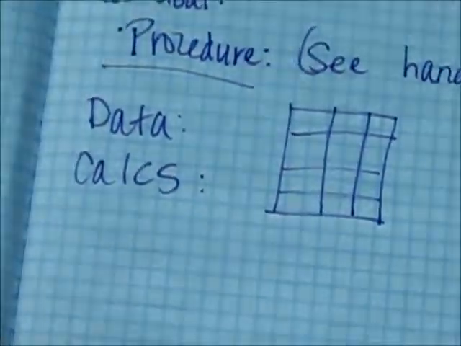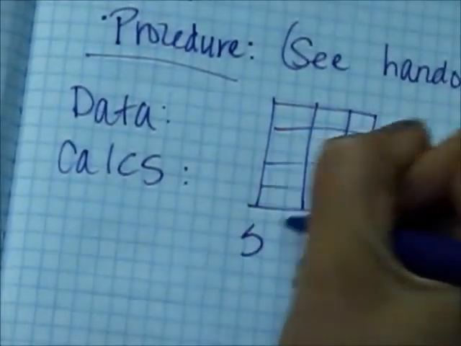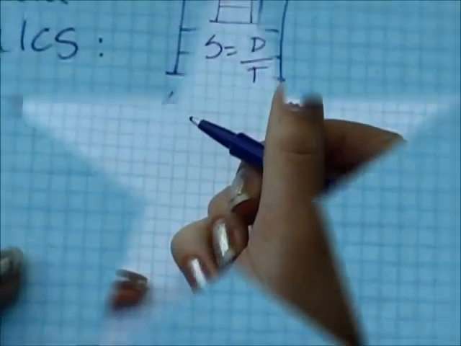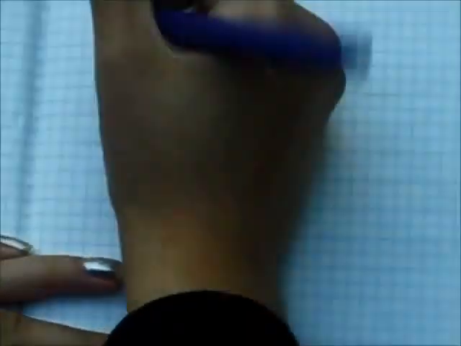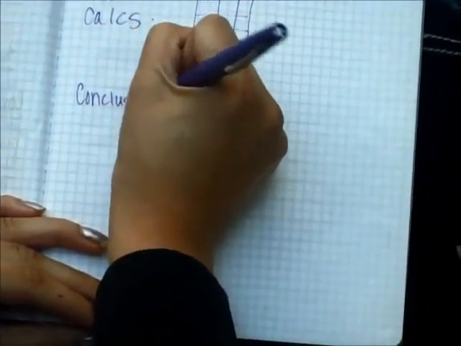So for calculations, if you need to do any work, such as finding speed, for example, you can do that here. Now last but not least is the conclusion. So you would write it right here.